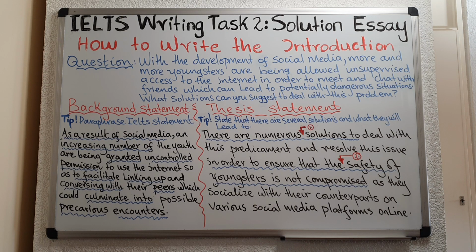So you begin with the words, there are numerous solutions. Okay, numerous means several. There are different types. So there are numerous solutions to deal with this predicament. Now, predicament is problem. Okay, the problem of exposing young people to potentially dangerous situations through unsupervised access to the internet. So there are many solutions to deal with this predicament and resolve the issue.